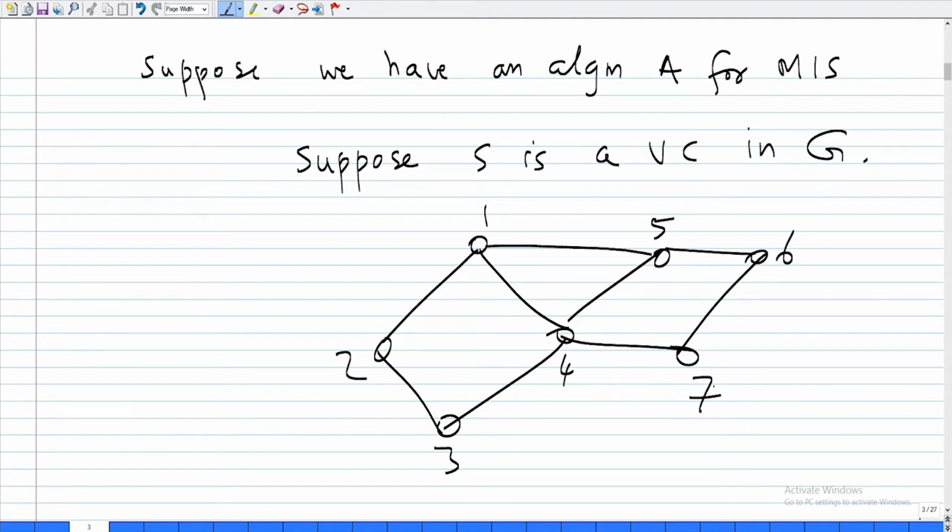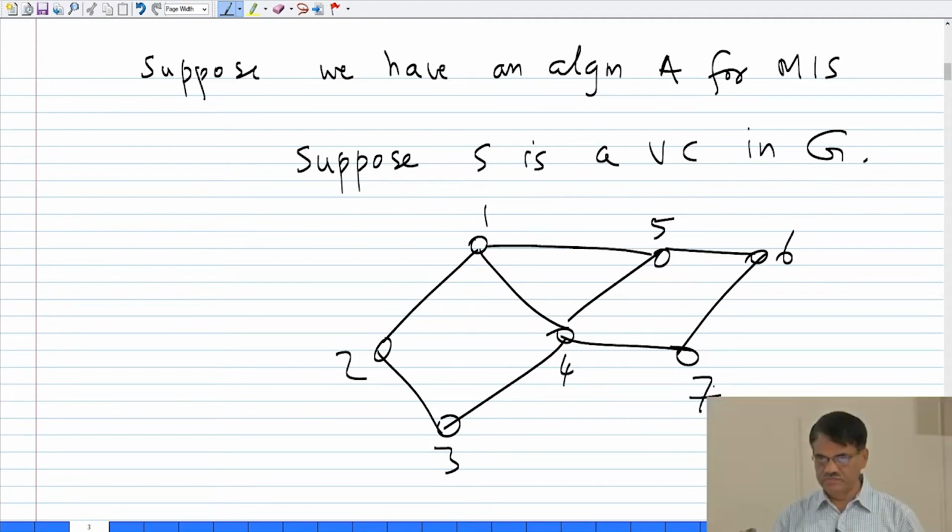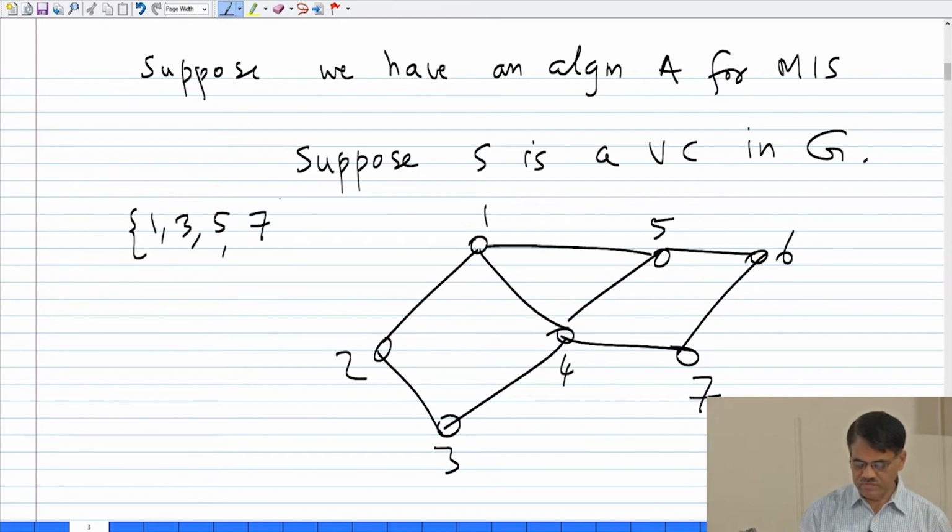Okay. 2, 6, 1. The 4, 5 edge is not covered. And 3, 5, 7. Okay. Is it a vertex cover? Looks like it. You can run through every edge and check. What are the remaining vertices? 2 and 6, right? 2, 4, 6.